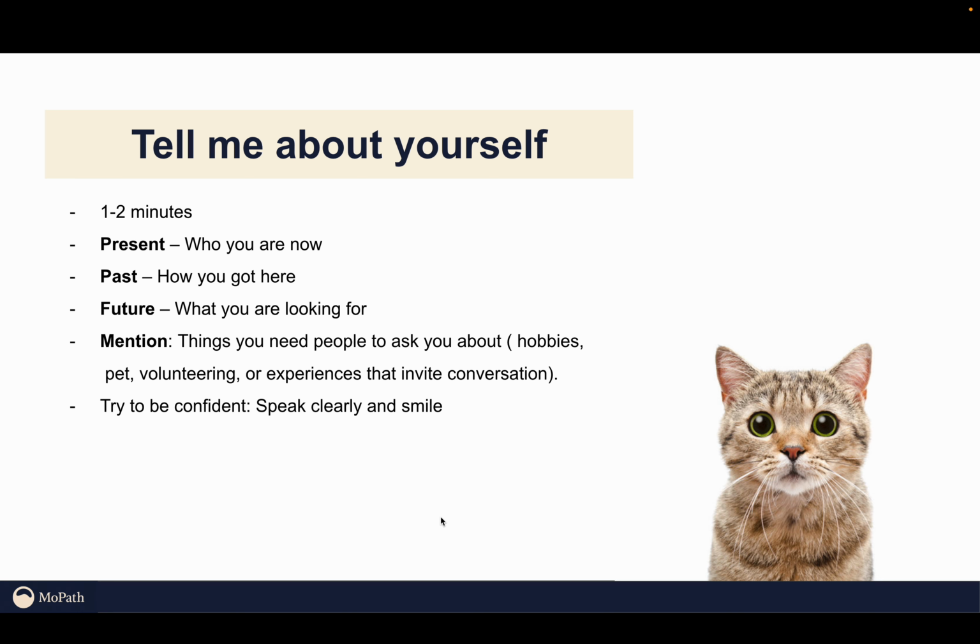What I also like to mention are things I like people to ask me about. If you have any hobby, if you have any cat or dog, or any volunteering experience that you like people to ask you about, it's the time to put it there. Just in your answer, try to be confident, try to speak in a clear way, and smile to give them this kind of positive energy.